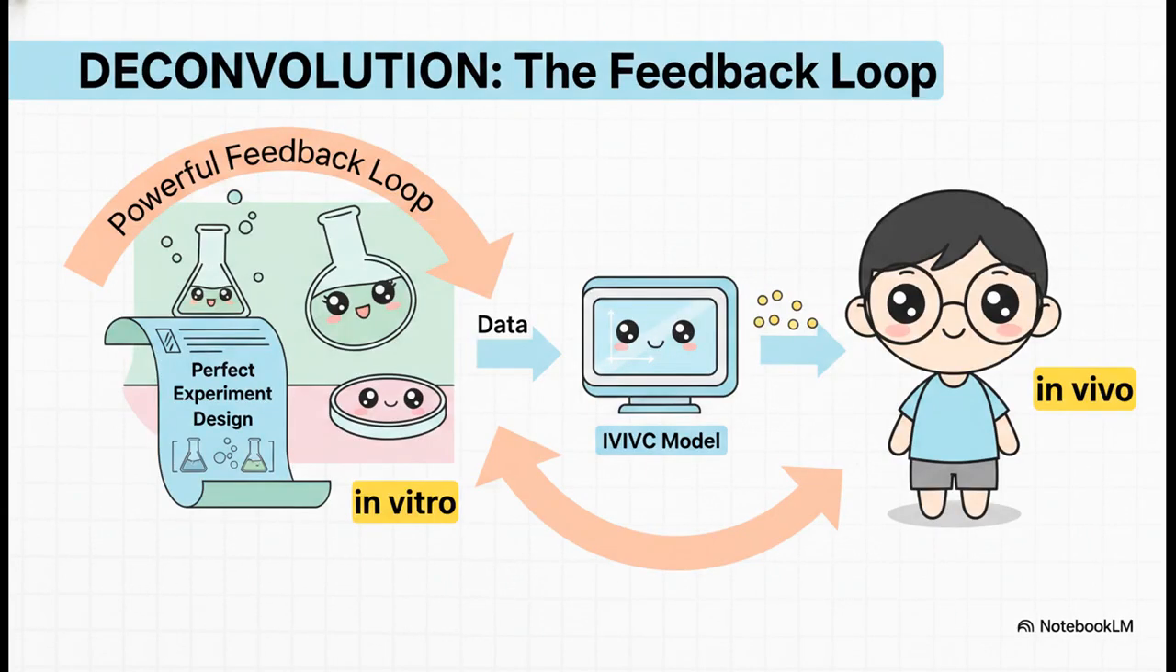Now for the other side of the street, deconvolution. Here, we work backwards. We take the data we got from actual human studies, and we use the model to figure out what the perfect lab test should have looked like to predict that outcome. This creates this amazing feedback loop that makes our lab tests better and better over time.